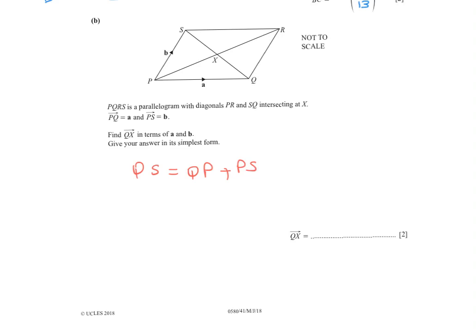QB is opposite to A, so it is negative A. BS equals B, so QS is negative A plus B. Now QX equals half QS, so half times negative A plus B, so negative half A plus half B.